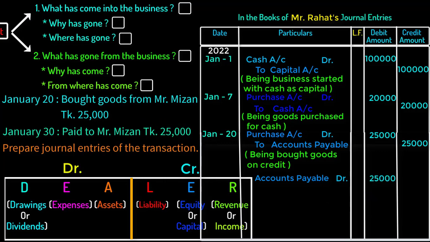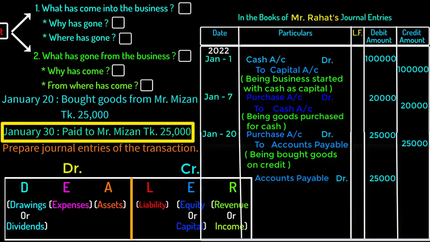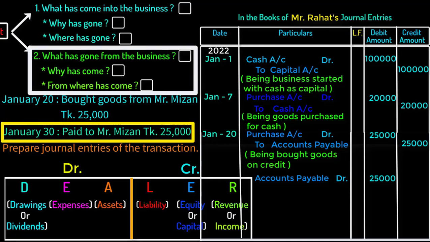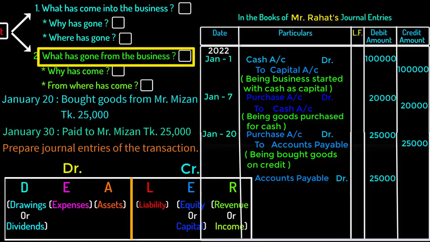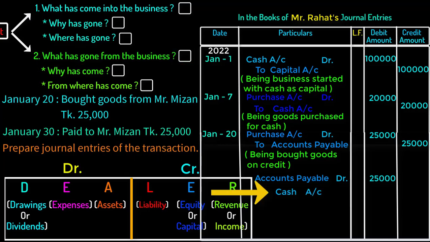Now you will have to find out the other account that is involved with this transaction by asking yourself these questions one by one. What has gone from the business? Cash, hasn't it? The answer to this question, cash, is the other account that you are looking for. So write here cash account.